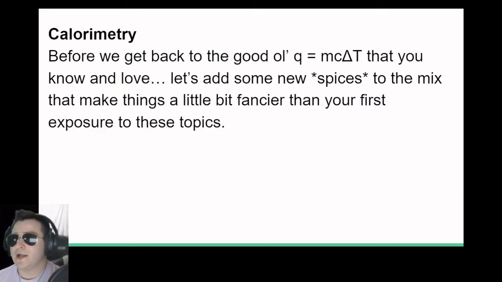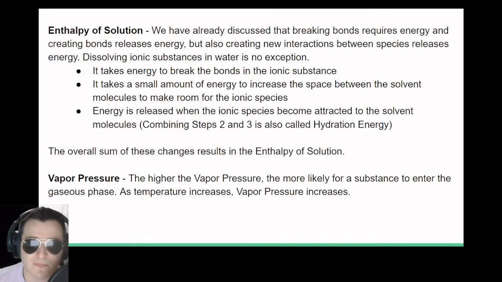Calorimetry. In the first level of chemistry, the extent to which you typically go over this is Q is equal to MC delta T. You put a hot piece of metal in a cool glass of water and you watch the heat go from the high to the low. Heat only travels in one direction, from the hot object to the cool object. But this is AP chemistry. We're all grown up. Let's get a little bit fancier with it.